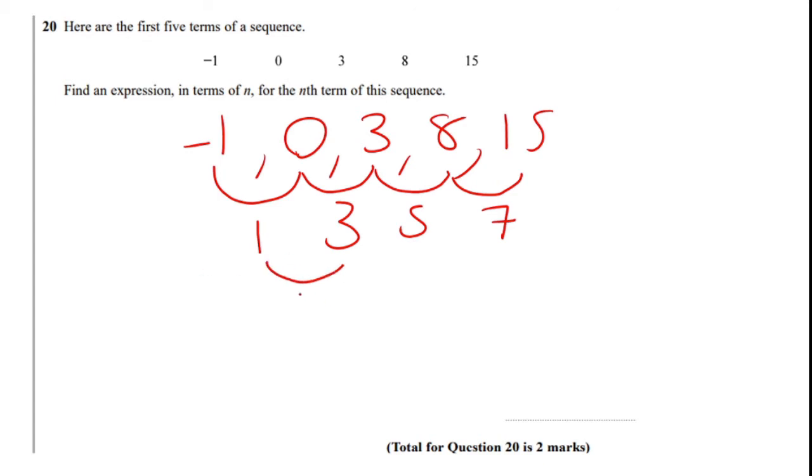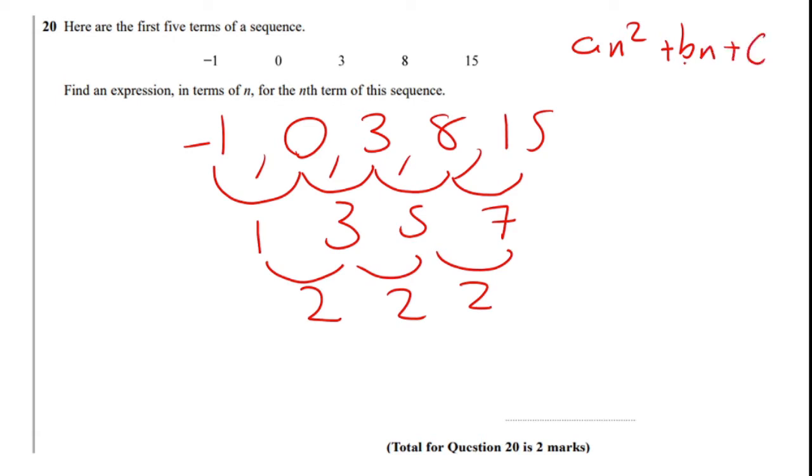So let's do a second level difference. Here I've got 2, here I've got 2, here I've got 2. Okay, so because it's a second level difference, that means that we've got a quadratic. Okay, so all quadratics are an squared plus bn plus c, and all we've got to do now is work out what a, b, and c is.